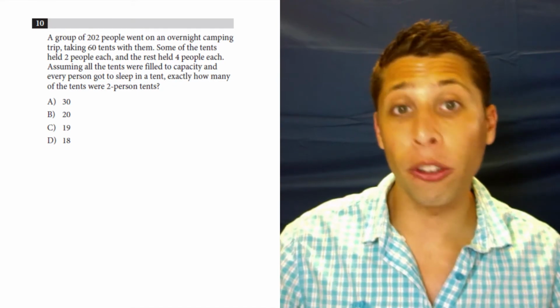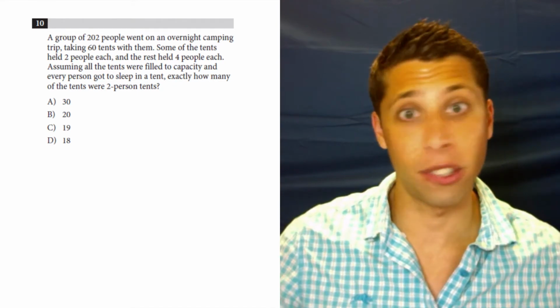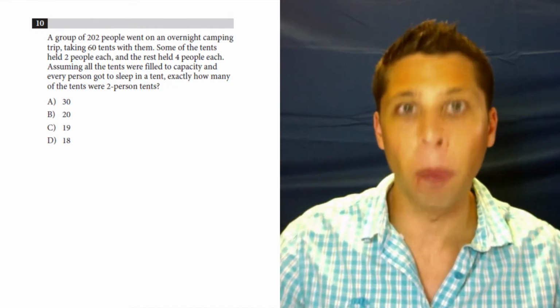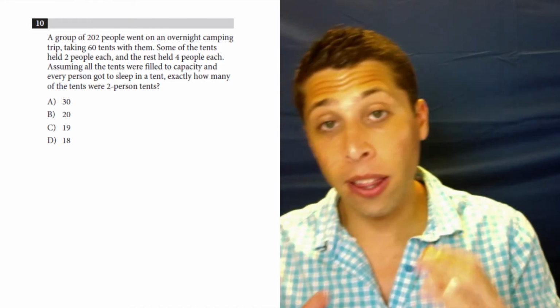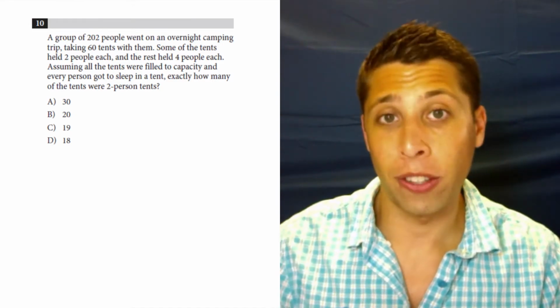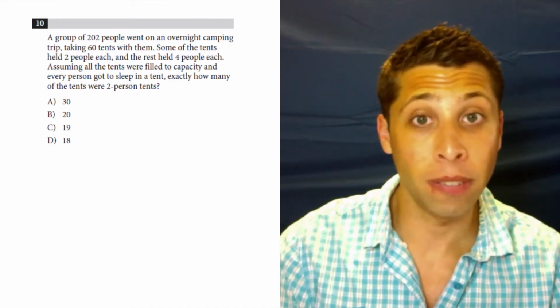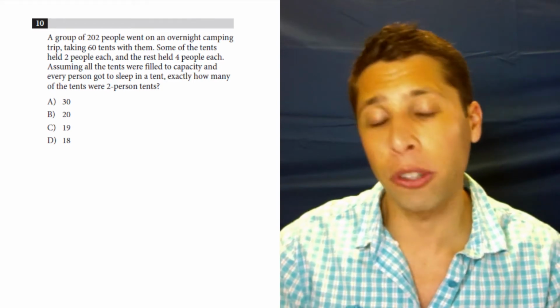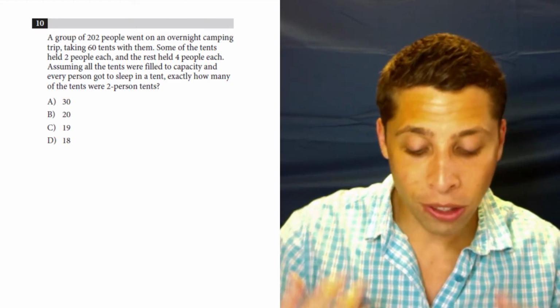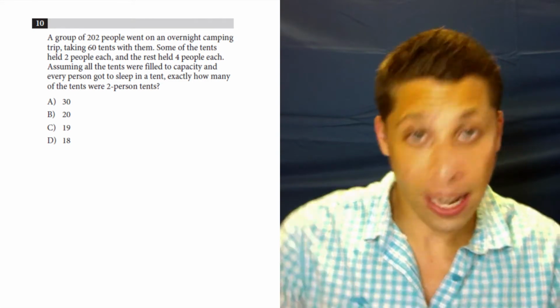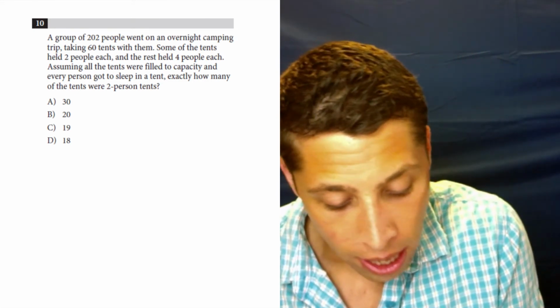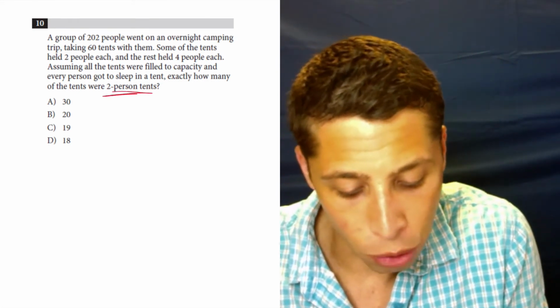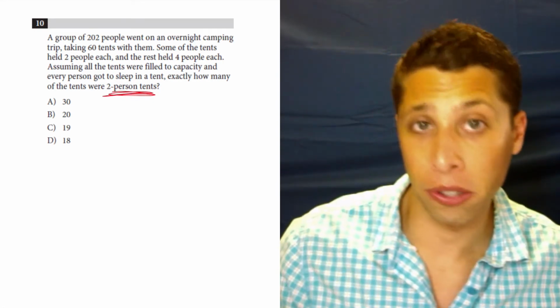And so we need an alternate way for the people who look at this and just kind of go blank, like I said. And the best thing about a lot of these story questions where they give us a lot of information is that the answers themselves are usually pretty straightforward, right? These are just a simple number that has a simple attribute, right? They're the how many of the tenths were two-person tenths. So it's the number of two-person tenths.